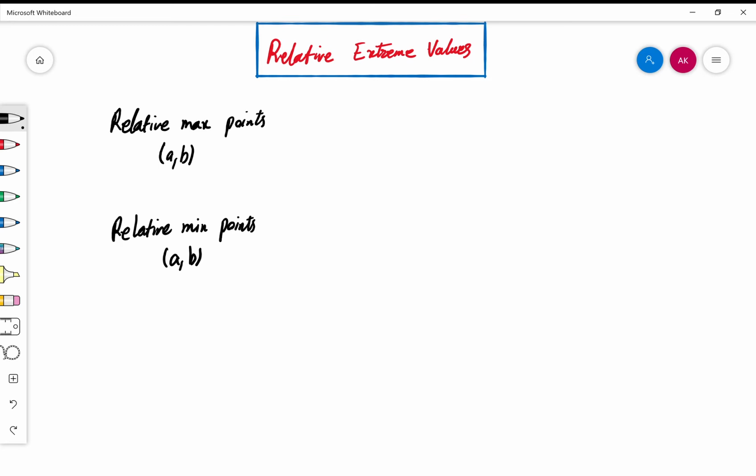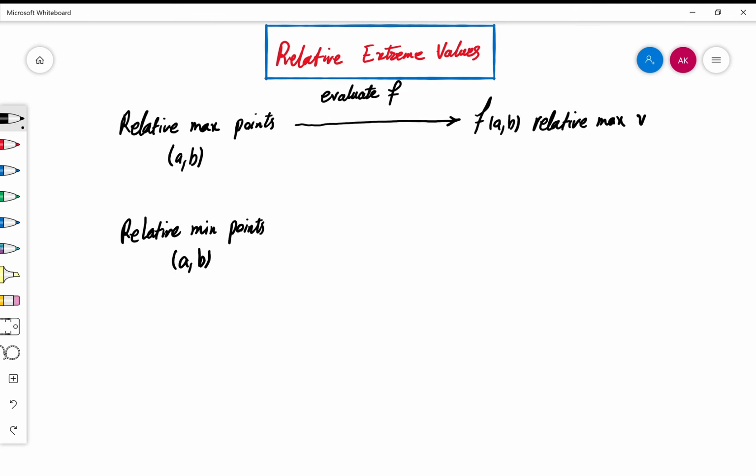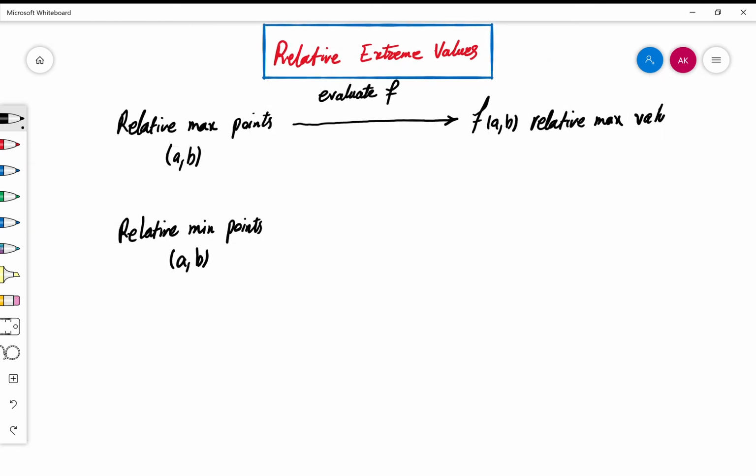But most of the time, what is important is the value of the function. Value of the function at these points. So f at (a, b), if (a, b) is called a relative max point, is called relative max value, rather than a point, value of f.